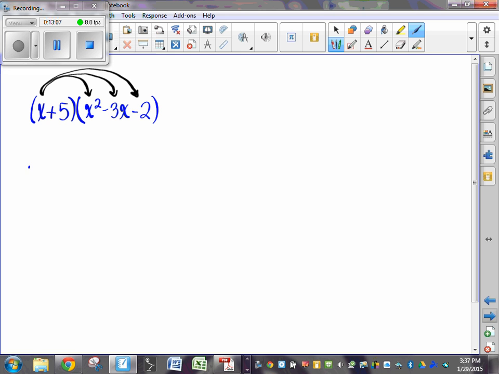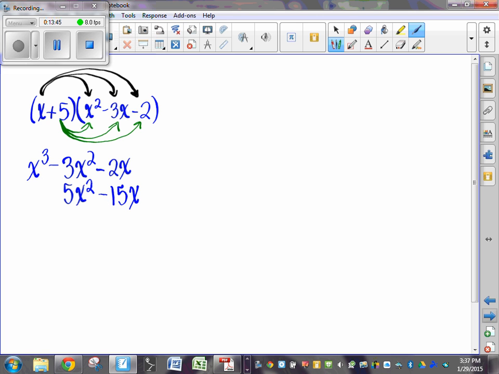So I'm going to take this x and distribute it all the way throughout the parentheses in my second expression. So x times x squared is going to be x cubed, and then x times negative 3x is going to be negative 3x squared, and x times negative 2 is going to be negative 2x. The next thing I want to do is take the 5 and distribute that all the way through that second set of parentheses. So 5 times x squared, that's going to give me 5x squared. And then 5 times negative 3x, that's going to give me negative 15x. And 5 times negative 2 is going to give me negative 10.